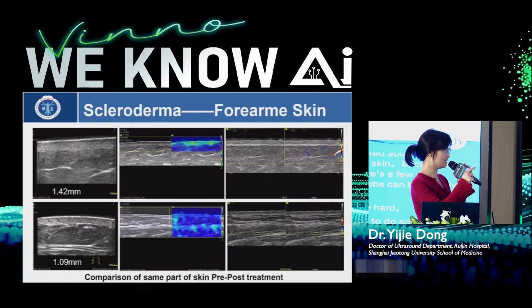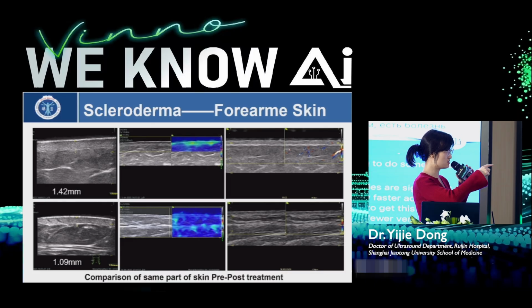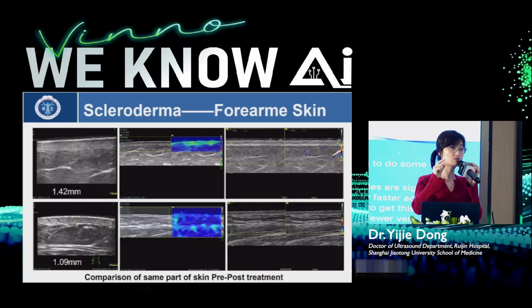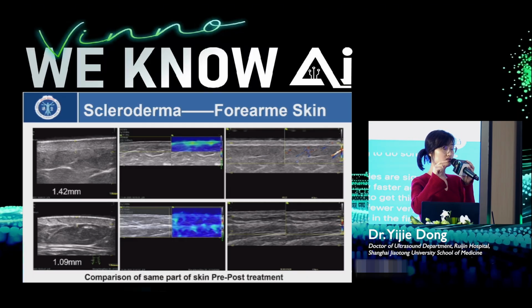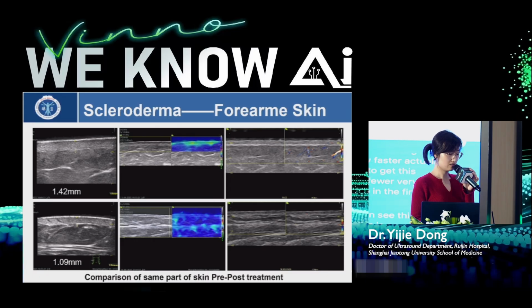And this is another case. We can see the skin thickness before treatment is 1.42 millimeters, but after treatment, we think the thickness decreased. In this case we used our ultra-high-frequency probe of 33. This probe, I think, can show the detail of the skin very clearly.